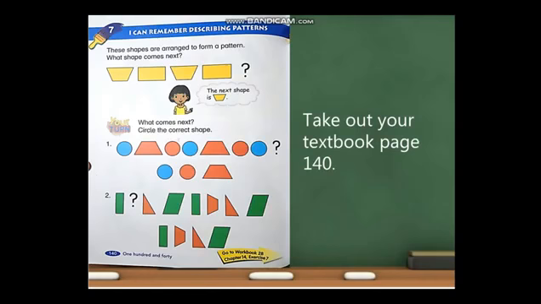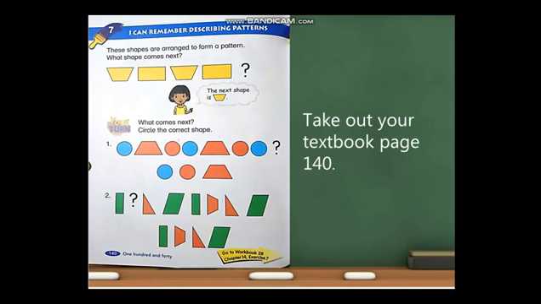Okay, now you can remember describing patterns. The shapes are arranged to form a pattern. What shape comes next? The first shape is trapezium, and then rectangle, trapezium, rectangle. So, what comes next? Yes, the next shape is trapezium.